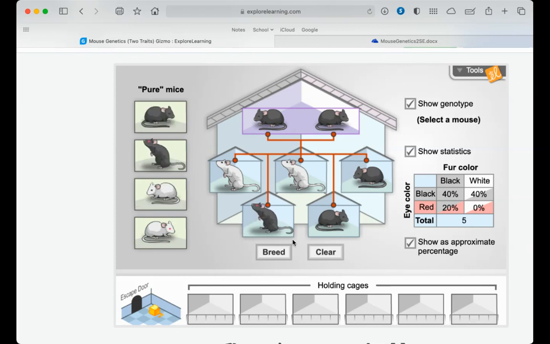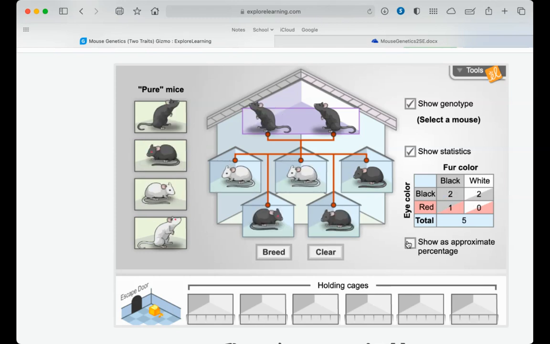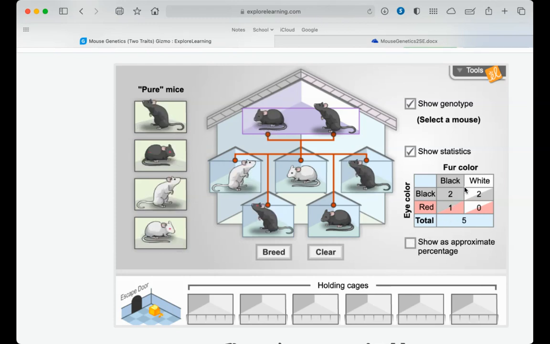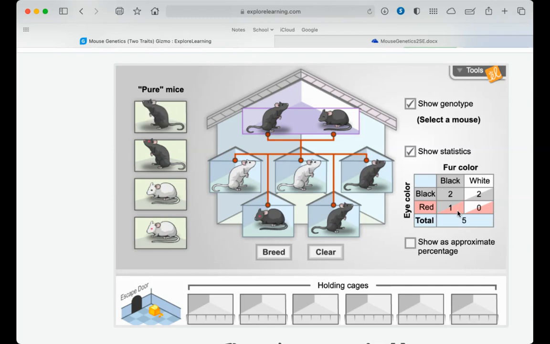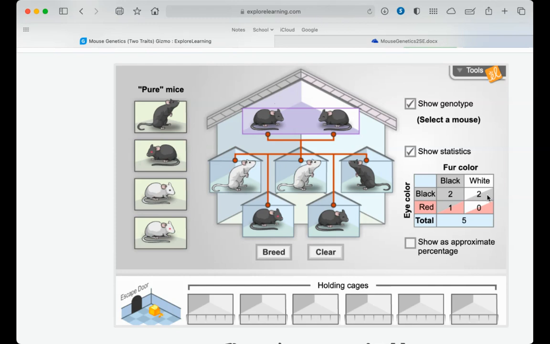Next, we're going to look at the statistics. Okay, how many offspring have black fur and black eyes? So looking at the chart, how many have black fur? How many have black eye color? How many offspring have black fur and red eyes? How many offspring have white fur and black eyes? And how many offspring have white fur and red eyes?